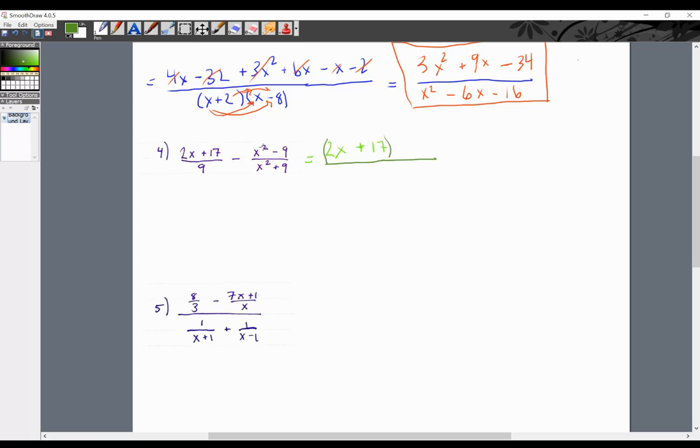Also, we can try and factor the top and bottom of the second expression, but again, nothing cancels. You can factor the top because there's a difference of squares. Can't factor the bottom. Doesn't really help us anyway. Okay, so we're going to multiply by x squared plus 9 on the top and bottom.